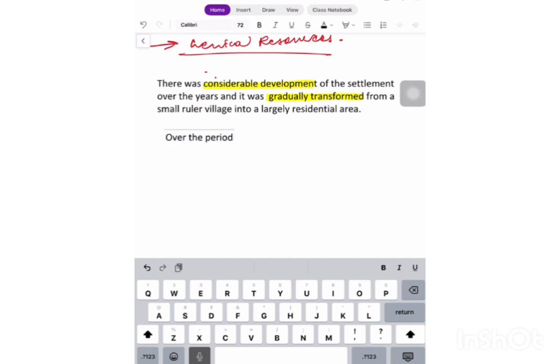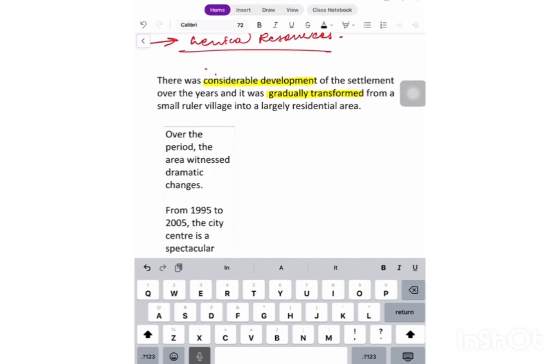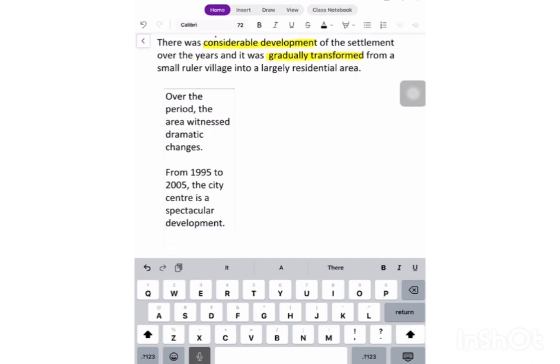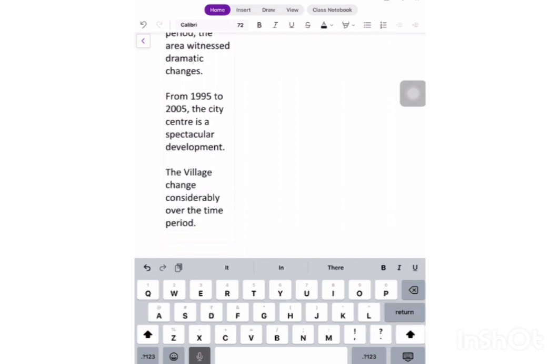फिर है the village changed considerably. So the village changed considerably over the period of time. So change considerably is again a word that can be used over and over again, not in the same answer, but in different answers, or like it can be used universally. During the 10 period time, the industrial area was totally transformed. This is also a word that you can use universally.